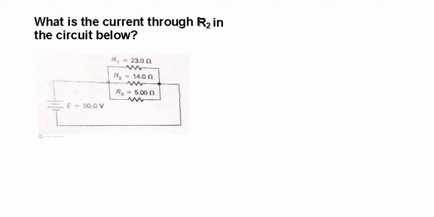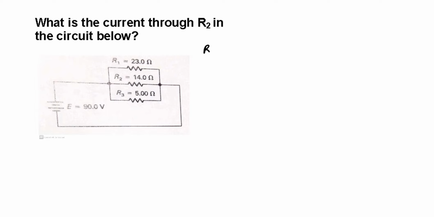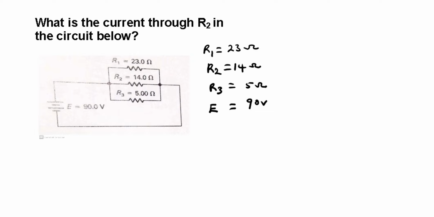All right. So here it says, what is the current through R2 in the circuit below? Here, let's write out the parameters. We have R1 equals 23 ohms, R2 equals 14 ohms, R3 equals 5 ohms. Then the EMF, which is the same thing as the voltage, equals 90 volts. So it's asking us for the current through R2.